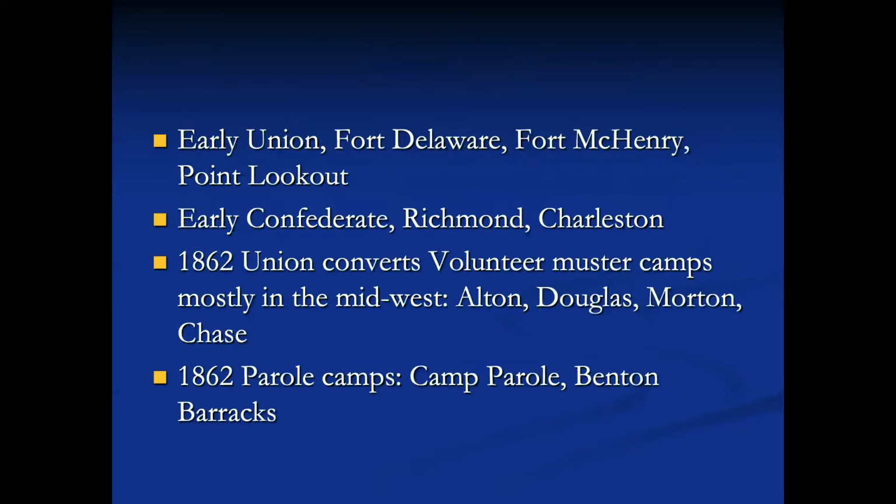Early on, Fort Delaware and Fort McHenry and Point Lookout were the prisons for Confederates. The early Confederate prisons were in Richmond and Charleston. In 1862, the Union converted volunteer muster camps, in other words, recruit camps, mostly in the Midwest, Alton, Douglas, and Morton, Chase, into prisoner of war camps. And in 1862, there were parole camps at Camp Parole, which is outside of Annapolis, and Benton Barracks.